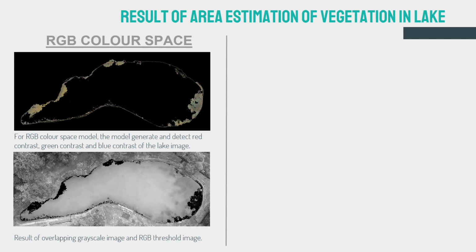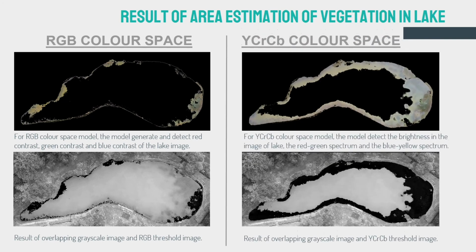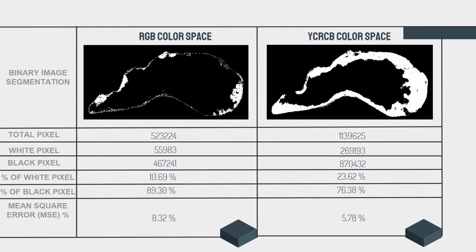The RGB color space model generates and detects the contrast of the lake. For the YCrCb color space model, the model detects the brightness in the image of the lake, the red-green spectrum, and the blue-yellow spectrum. After that, we overlap the grayscale image with the RGB threshold image and the YCrCb threshold image. This shows the binary image segmentation for the RGB color space model and the YCrCb color space model.